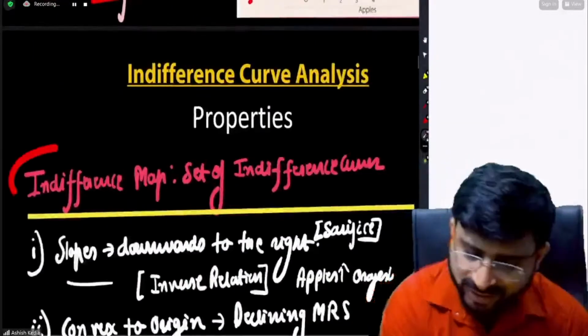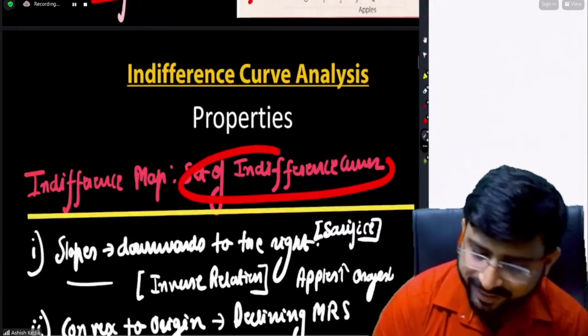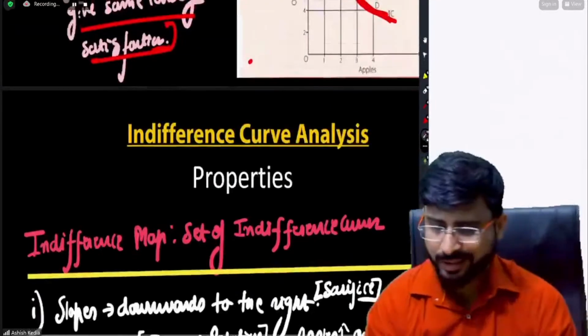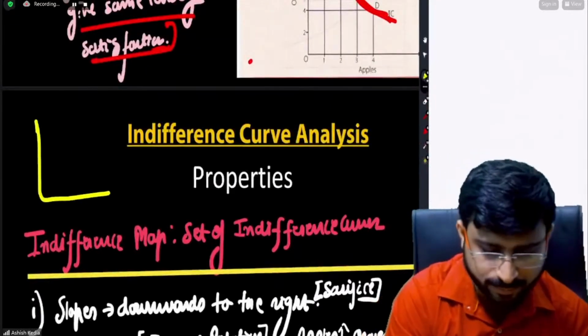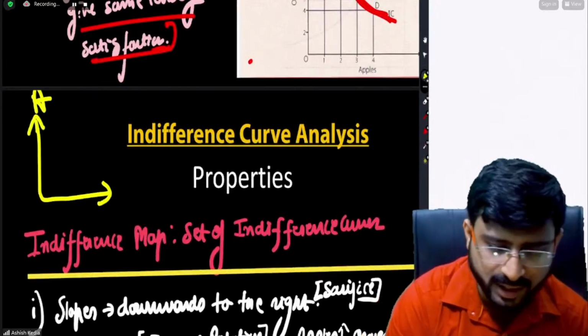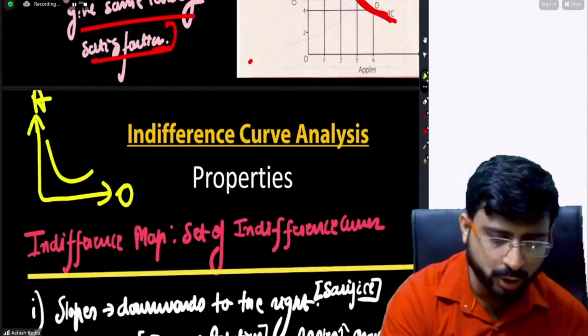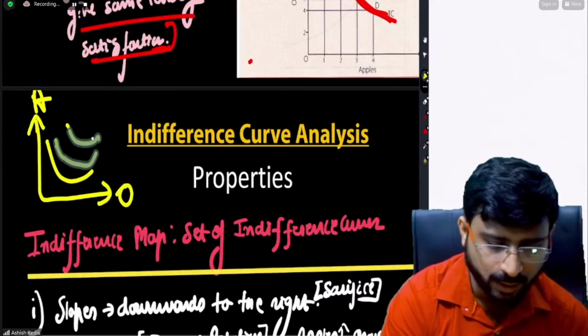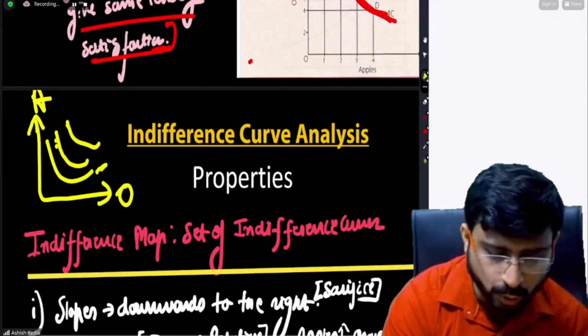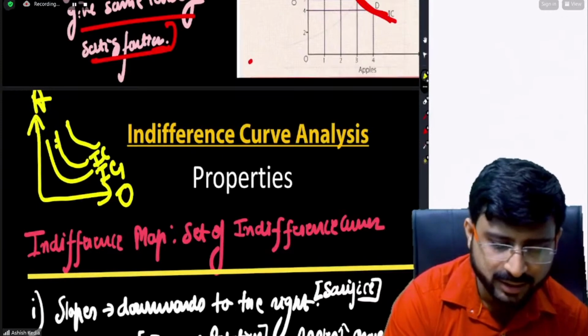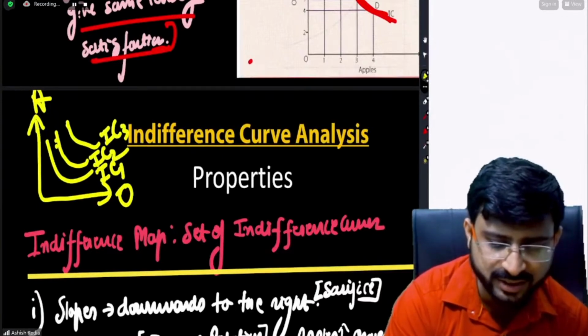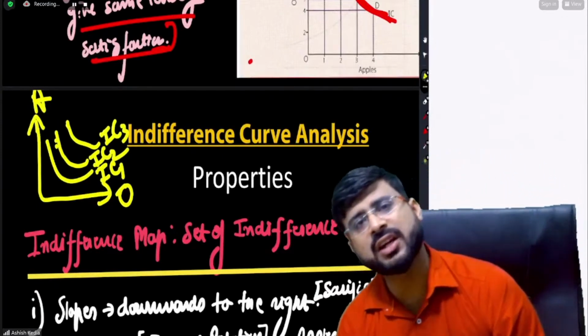Sir, what is indifference map? Set of indifference curves is called indifference map. Meaning, I will show you with a diagram. Suppose here it is apple, here it is oranges. Now I draw more than one indifference curve. This is IC1, this is IC2, this is IC3. So there are multiple indifference curves here.